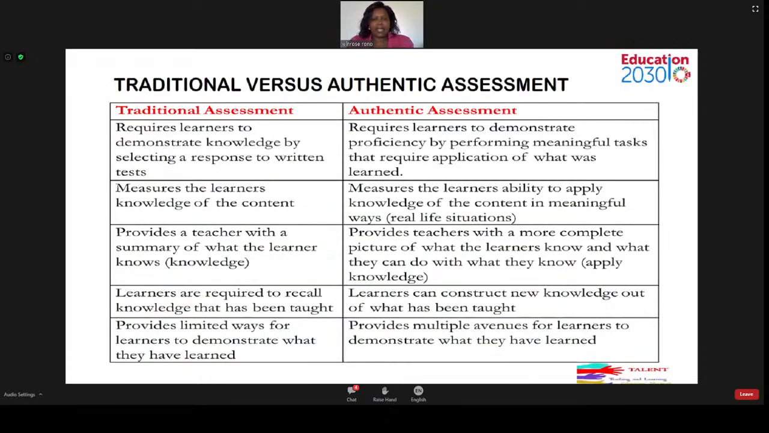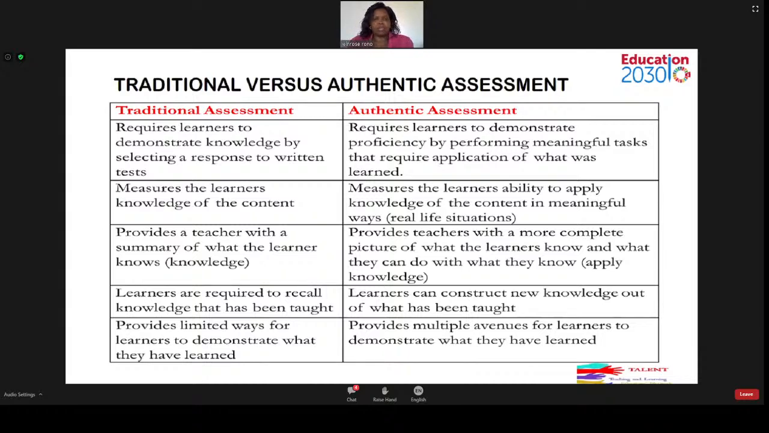So in Kenya, we decided to adopt the authentic assessment versus the traditional assessment based on the following factors. A traditional assessment requires the learners to demonstrate knowledge by selecting a response to a written test, whereas authentic assessment requires learners to demonstrate proficiency by performing meaningful performance that require application of what the learners have learned.